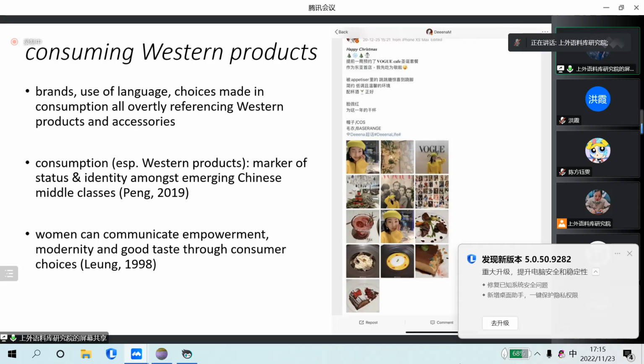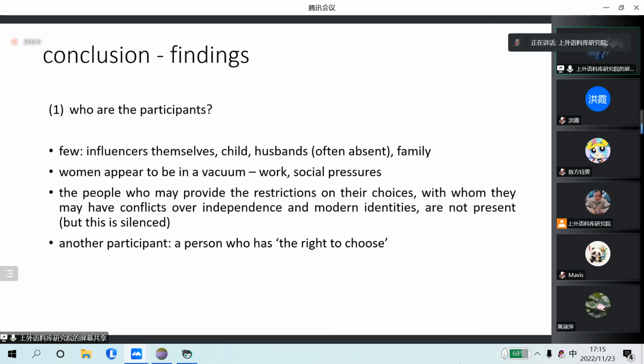Okay, so we see this come back and again in our data of people showing products or saying, oh, I look so beautiful in my cup of coffee, and then, oh, and my watch, by the way. So these women can communicate empowerment, modernity, and good taste through their consumer choices. So there, that rounds it up.